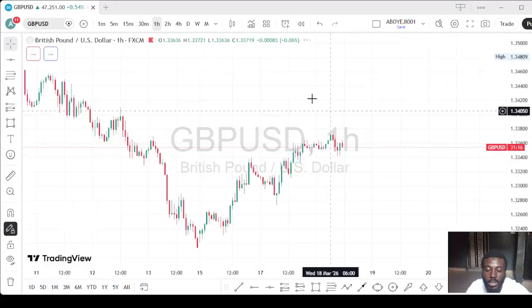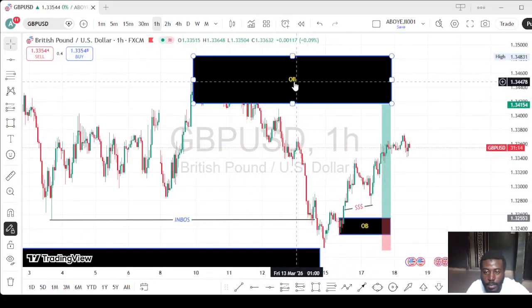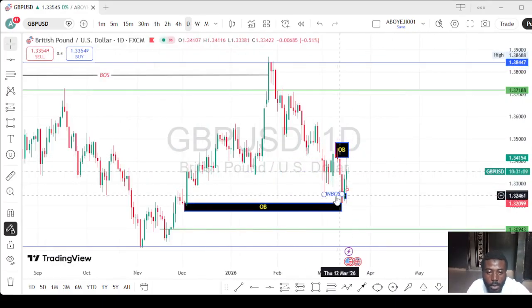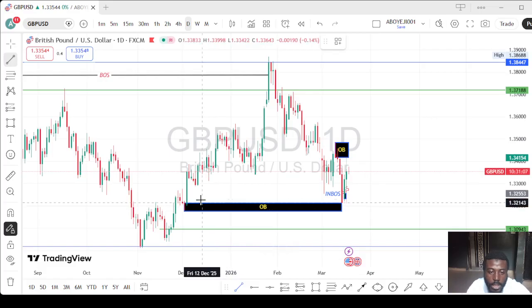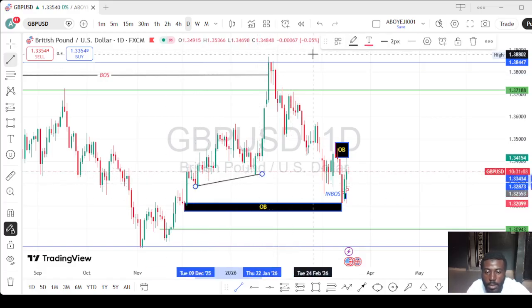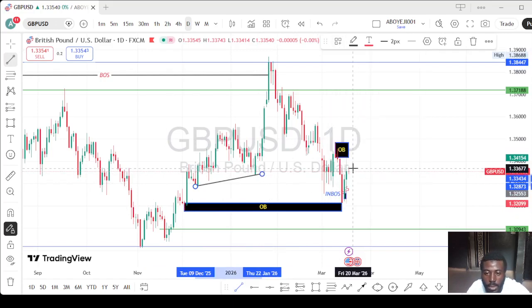Let's move to EU, GU. Let's see what GU is trying to give us. You can see liquidity swept over here. Liquidity swept.